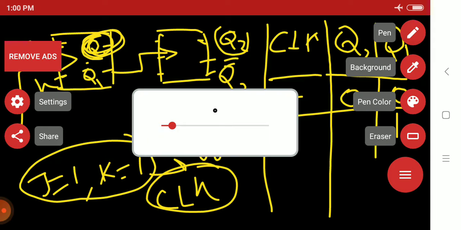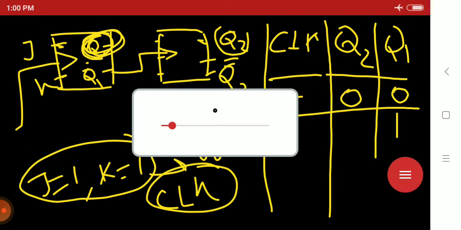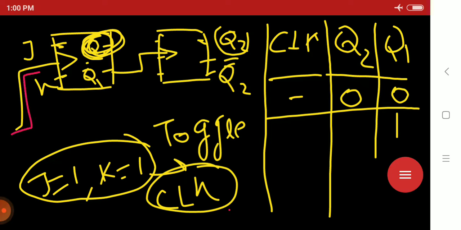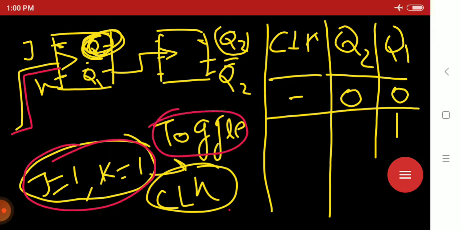I will change the pen color, then you can understand it very easily. Here first the clock is given with J equals 1, K equals 1, toggle condition. If the clock is given, the flip-flop will start toggling. That means if the first input Q1 is 0, then the flip-flop will toggle this state, 0 to 1. And if Q1 is 1, then Q1 bar is 0.